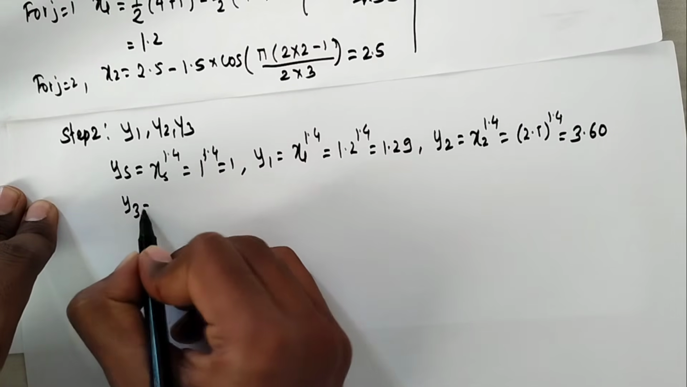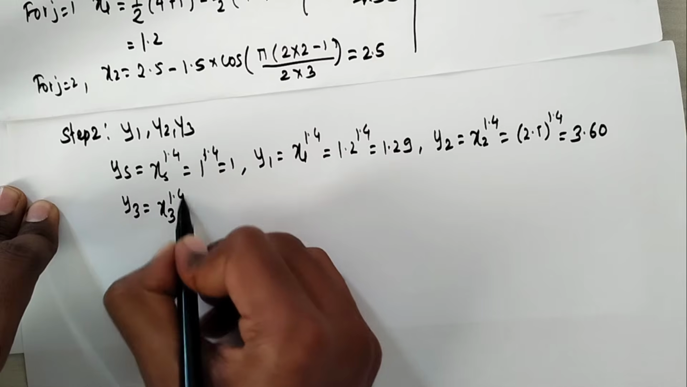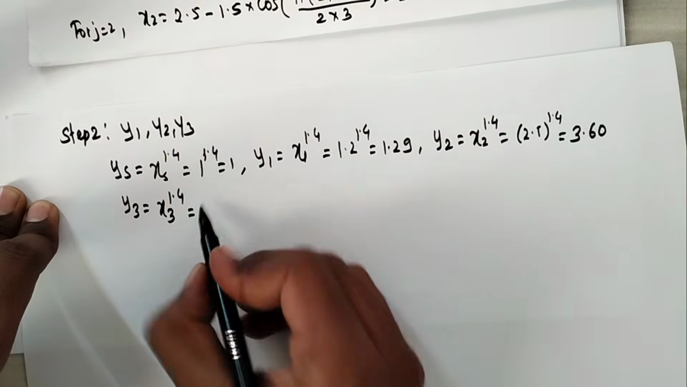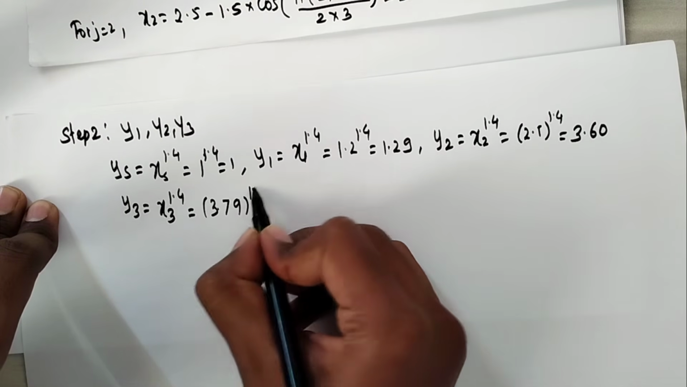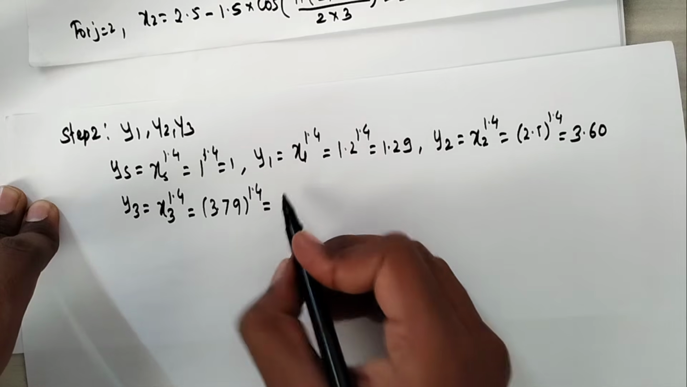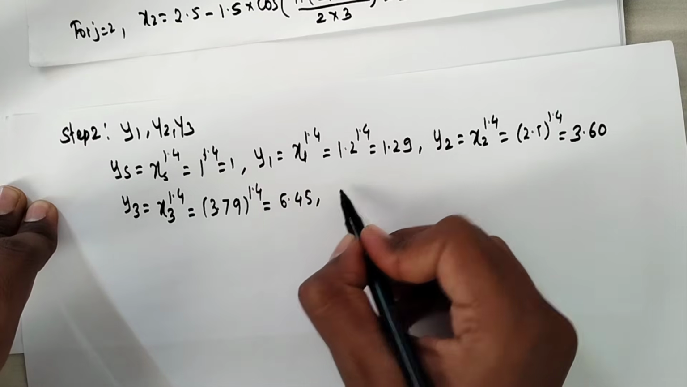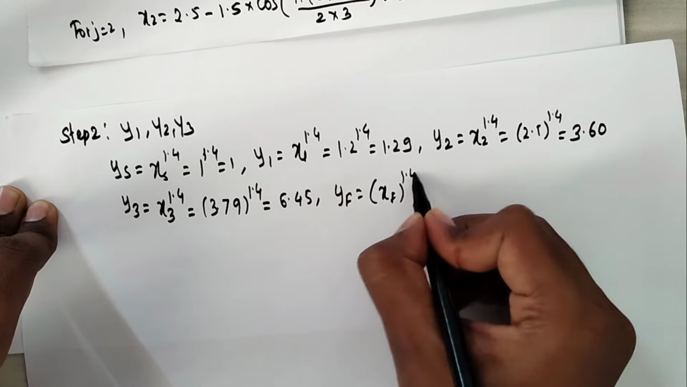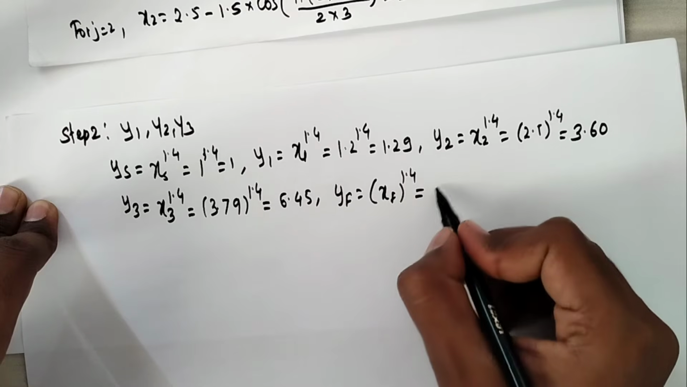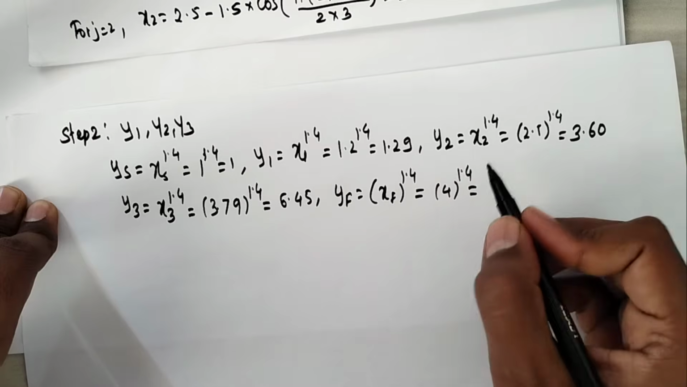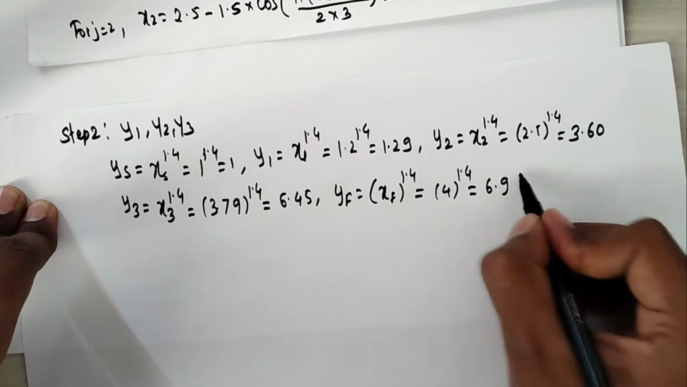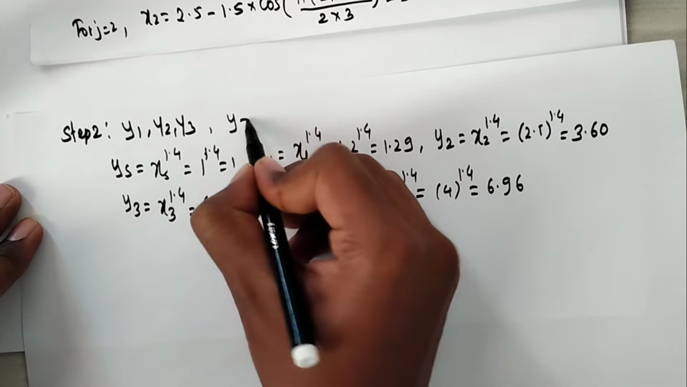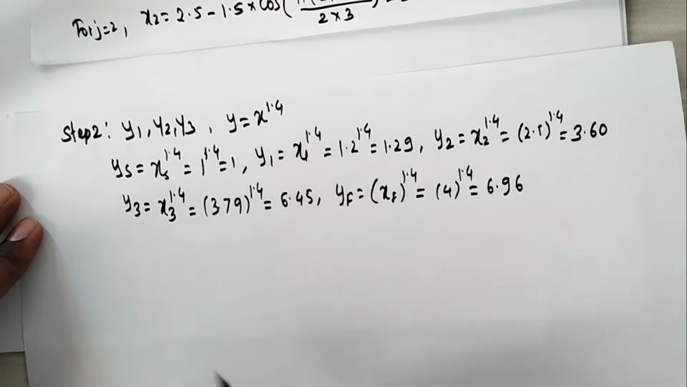So y3 is equal to, again the same way, x3 raised to 1.4, and we know x3 is 3.79. So 3.79 raised to 1.4, your answer is 6.45. And finally yf. yf is nothing but xf raised to 1.4, and xf value is how much? Final value is 4. 4 raised to this 1.4, your answer is 6.96. So I found y1 to yf by using the function y is equal to x raised to 1.4 by putting all values of x.